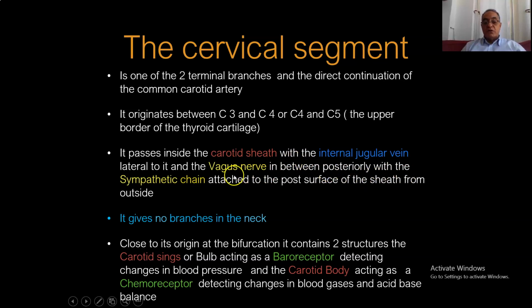As we said before, the internal carotid artery gives no branches in the neck. Close to its origin at the bifurcation of the common carotid, at the beginning of the internal carotid, there are two structures: the carotid bulb, or carotid swelling, containing baroreceptors detecting changes in blood pressure, and the carotid body acting as a chemoreceptor, detecting changes in blood gases.